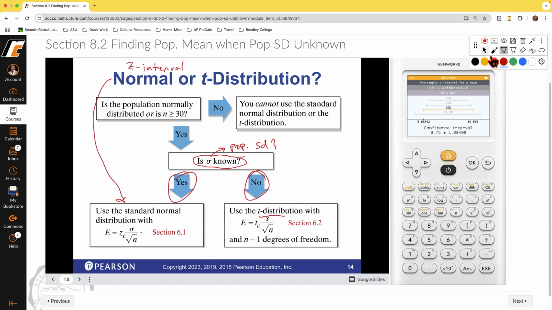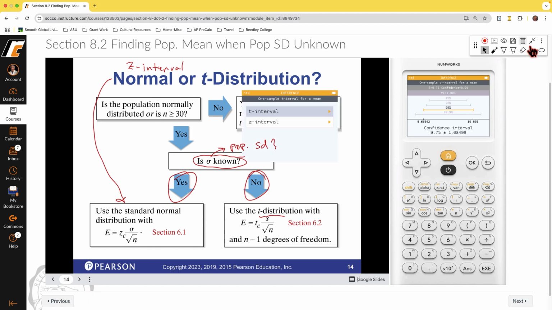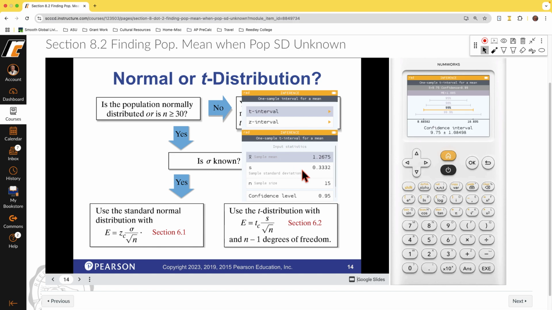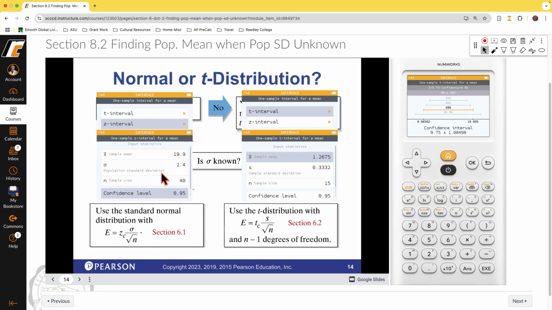For us, the difference comes from the calculator. For the t interval, we just choose that from the calculator tool, and then we input the sample standard deviation because that's what we have. If we're doing the z interval, we ask for the z interval, and then in the statistics that it asks for, we are able to enter the population standard deviation, which is actually a parameter, right? Because it's coming from the population. So those are the two differences that we have.